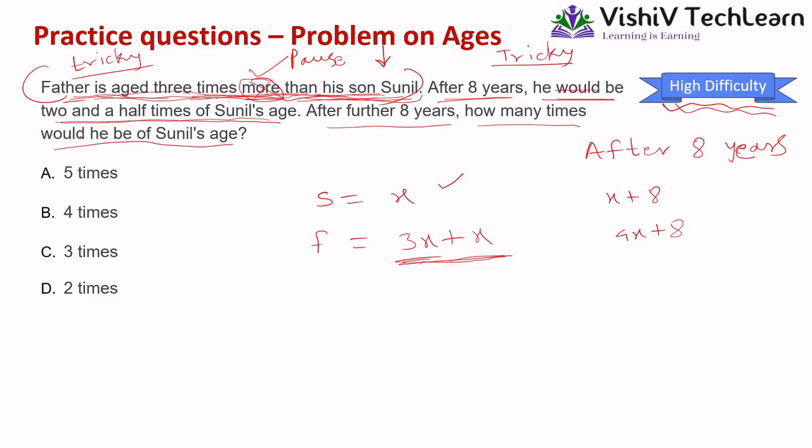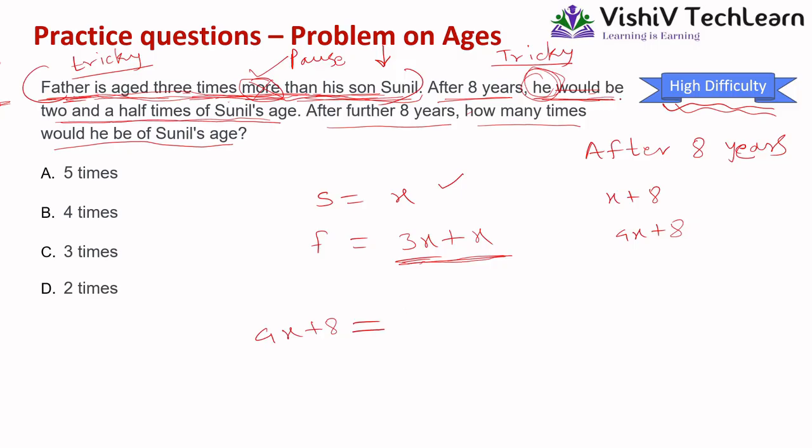Now after 8 years, he would be, he means who? Again, he would be is written here. Is it son or father? Here we are talking about father. Father is aged this much more than his son Sunil. Now in the next statement they are using he. This he is for father. We are talking about father, so here again we are continuing with that. So after 8 years, he would be means father would be. So father's age is 4x plus 8.